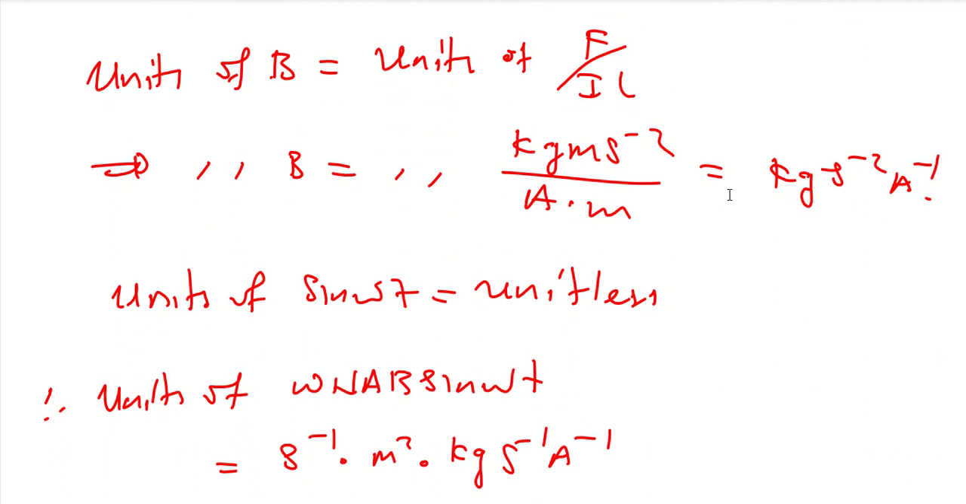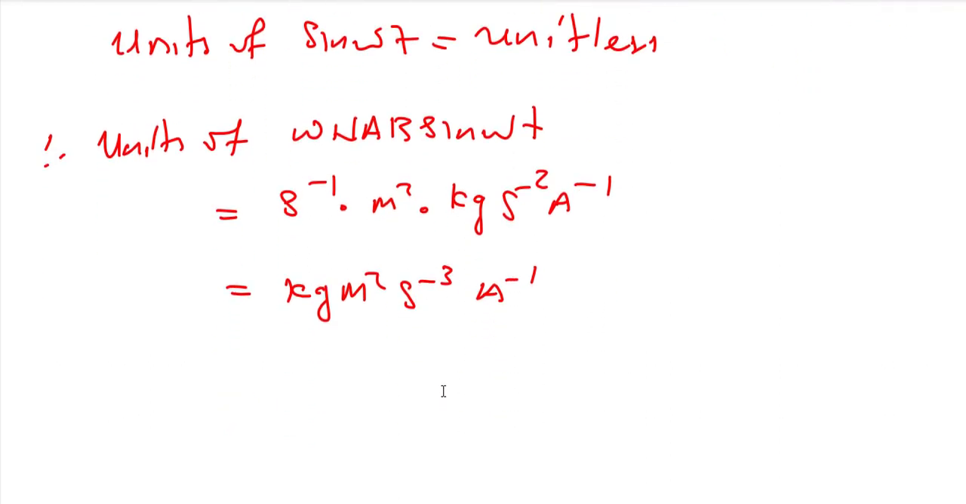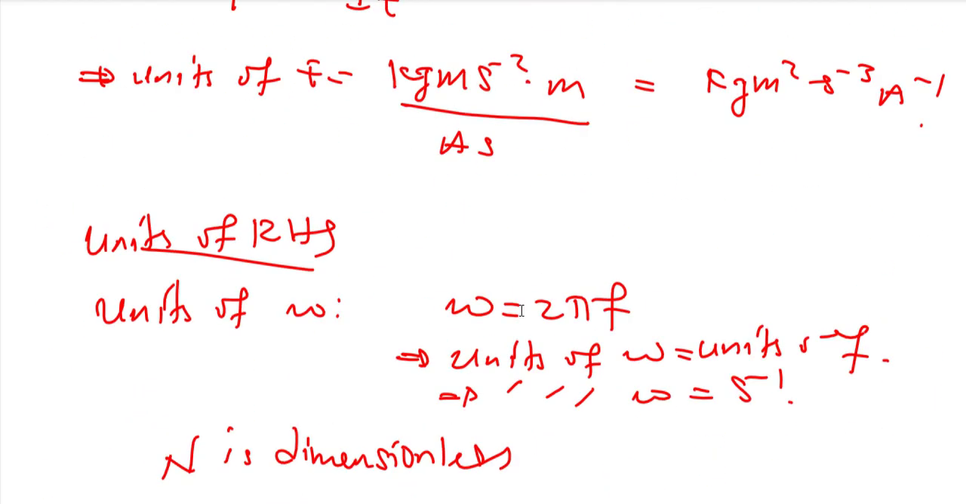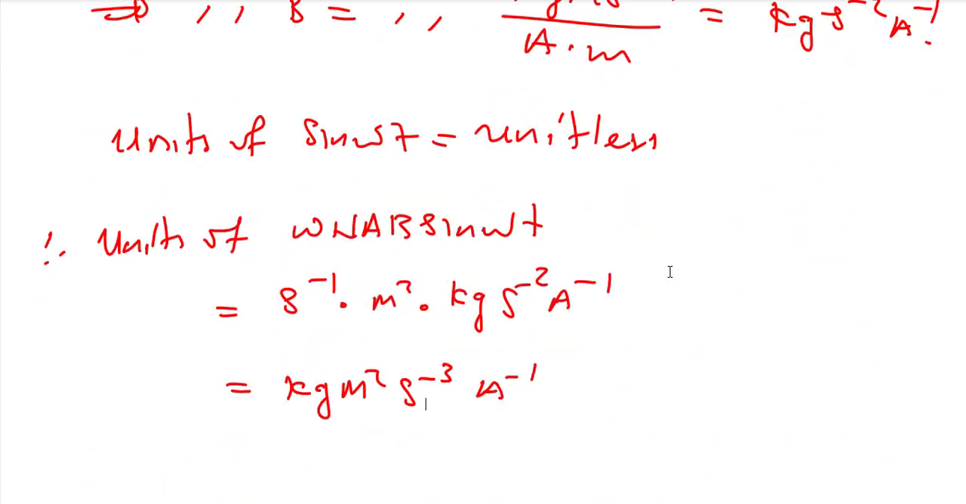False. It's per second squared. Sorry, this is the per second squared. Thank you. Here we have per second cube. Okay, so you see that the base unit of the right hand side is equal to the base unit of the left hand side. So here we have kilogram meter square per second cube per ampere, and here we had kilogram meter square per second cube per ampere.